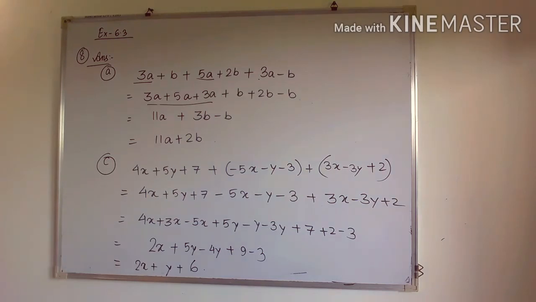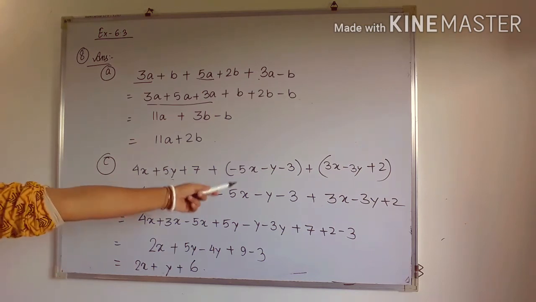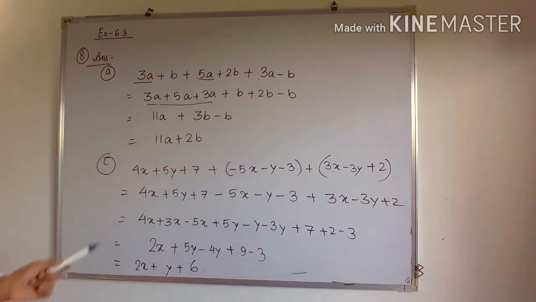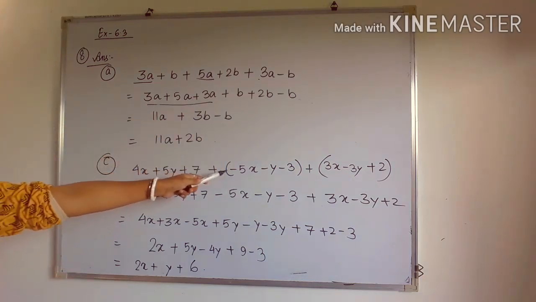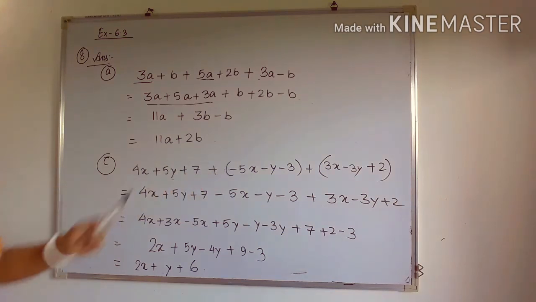So next, see number C. In number C, you can see there are three algebraic expressions. First is this one, second is this one, third is that one. See here, the first expression is okay. Again, in the second expression, minus is written before 5x. So what we have to do in this case? See, we are adding.